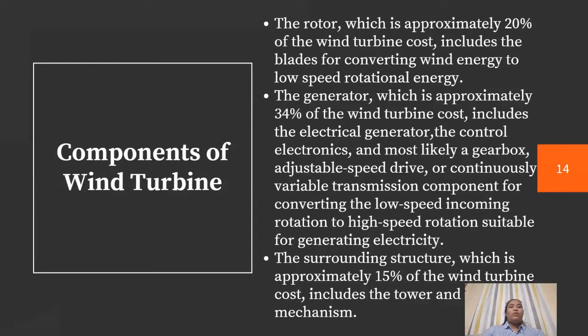It includes the electrical generator, the control electronics, and most likely a gearbox, adjustable speed drive, or continuously variable transmission component for converting the low-speed incoming rotation to high-speed rotation suitable for generating electricity. Like what I have said earlier, the generator is the one that converts the mechanical energy of the rotor to electrical energy. The surrounding structure is approximately 15% of the wind turbine cost, and includes the tower and rotor yaw mechanism.